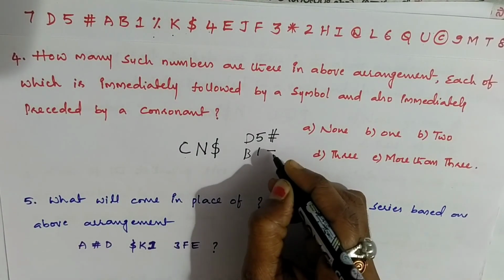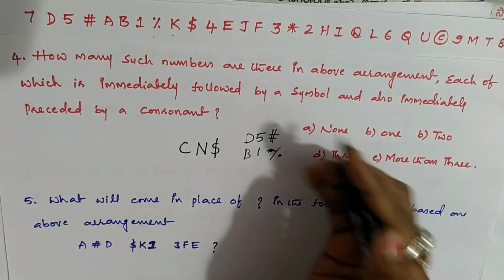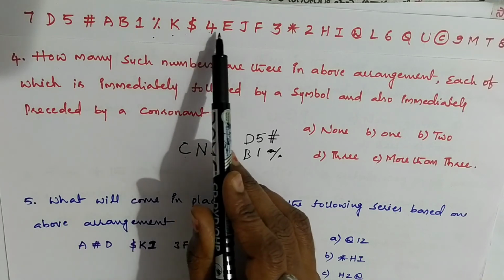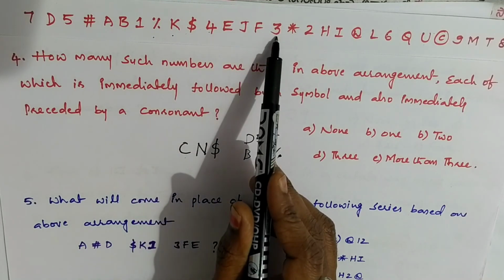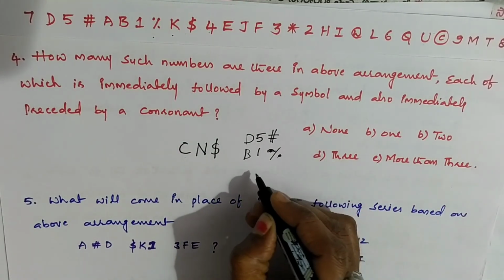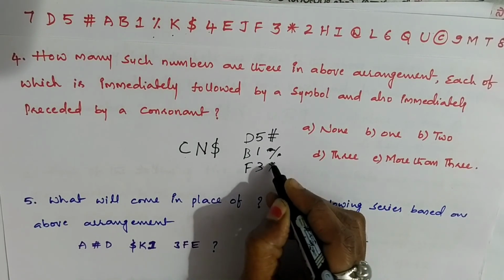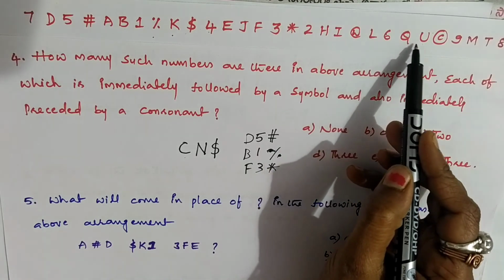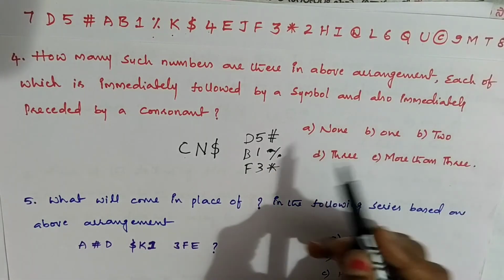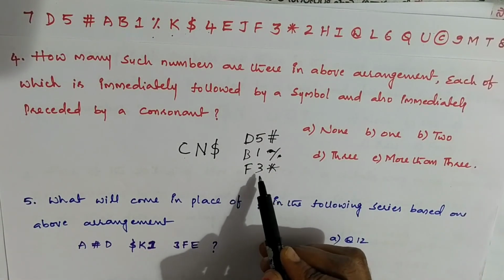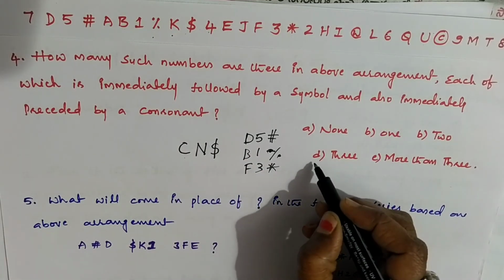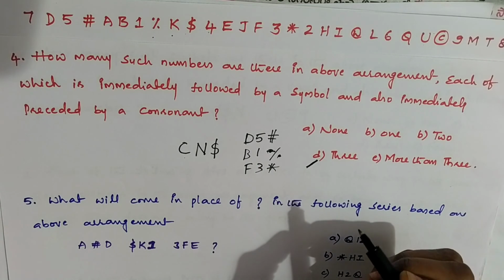B1 percentile. Okay. Next, consonant, number, symbol. F3 star. Next, vowel. These three are the resultant arrangement from the given series. Option D is the right answer.